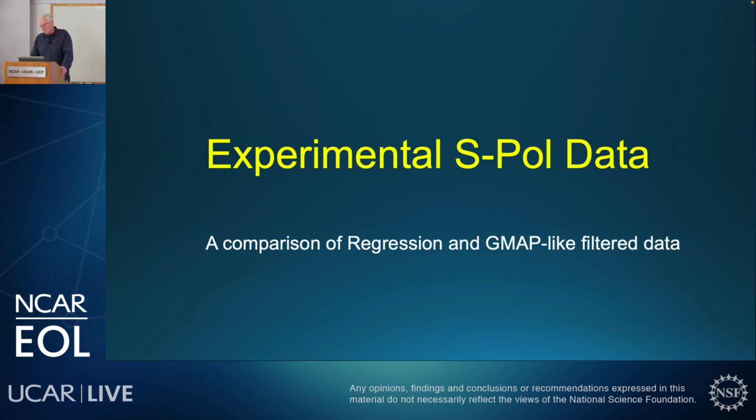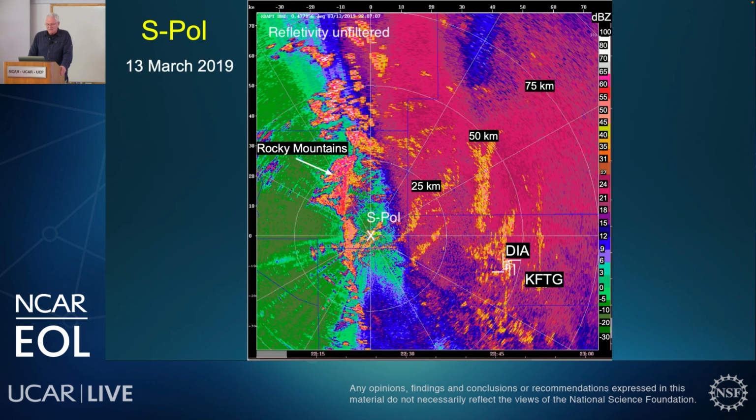So let's look at something here. Maybe some people are falling asleep, and I better show some data now. So here's a comparison of the regression and the GMAP-like filtered data. Let's use our favorite instrument, SPOL, right? Everybody loves SPOL. So here it is, SPOL from March 13th, 2019. This was the famous bomb cyclone that came through back then. I don't know if you remember that or not, but that's reflectivity. I think that should be the 0.5 degree elevation angle.